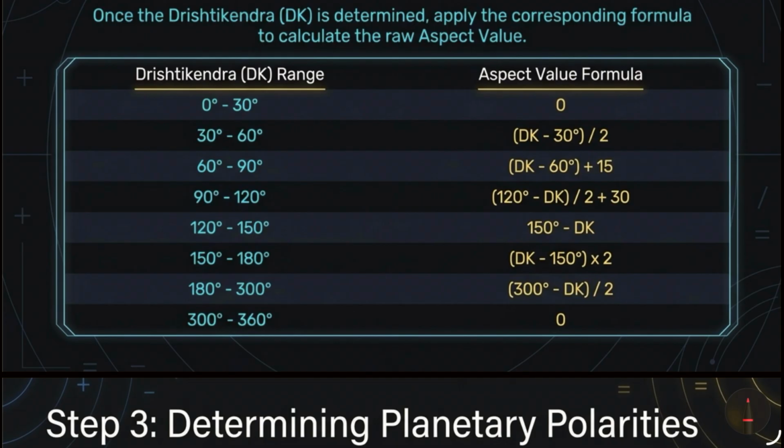For the Drishti value, we use defined formulas based on the Drishti range of that planet. If any planet has a Drishti range of 0 to 30 degrees or from 300 to 360 degrees, we directly put 0 there. And if it is between 30 and 300, we have to use different formulas for finding the Drishti value.